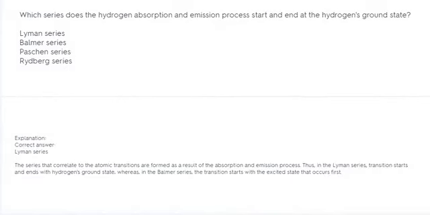In which series does the hydrogen absorption and emission process start and end at the hydrogen's ground state? Lyman series, Balmer series, Paschen series, Rydberg series.